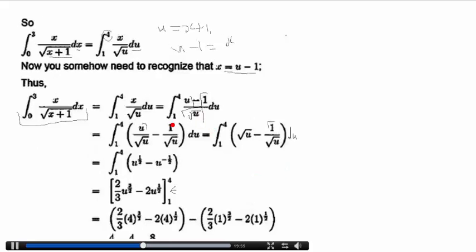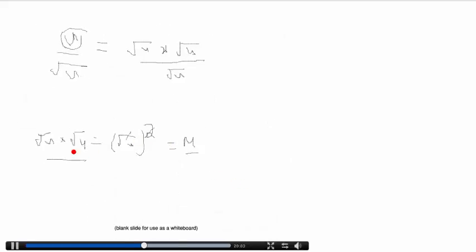Similarly in this case, we have root u times root u, and this root and this root will cancel, so you're only left with root u.